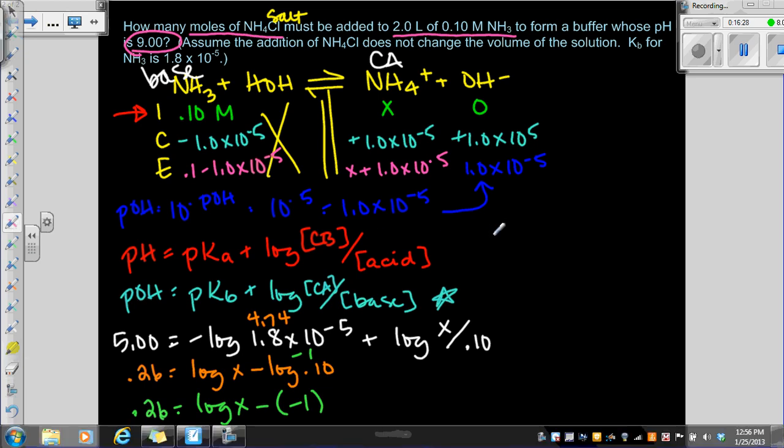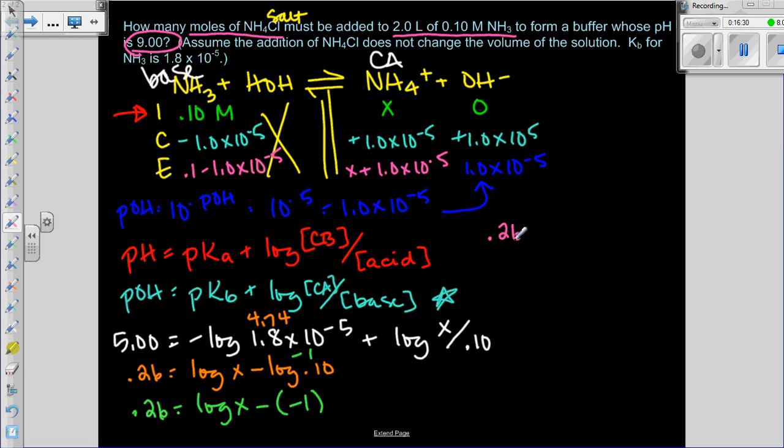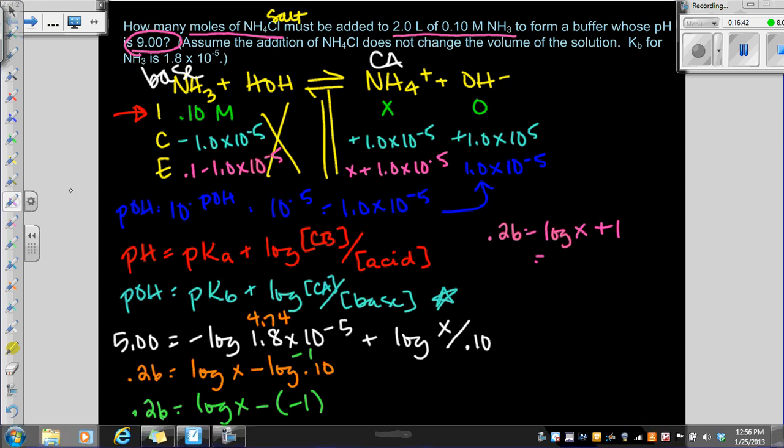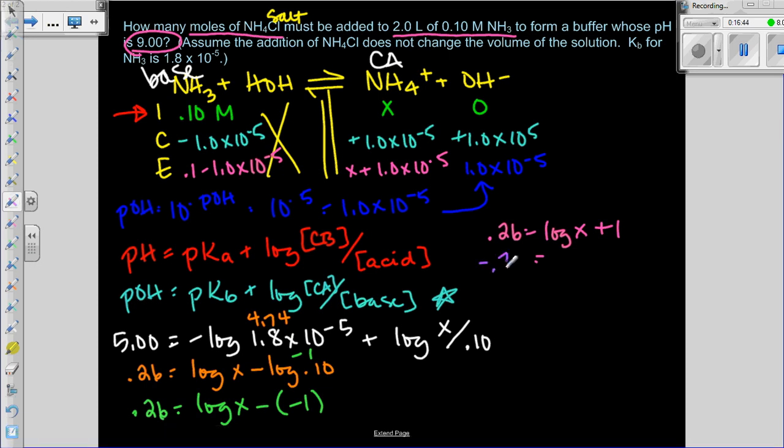So I have 0.26 equals the log of x plus 1. I'm going to move +1 over here, so I'm subtracting 1 from 0.26, and I get -0.74 equals the log of x. Making you use your math skills here.